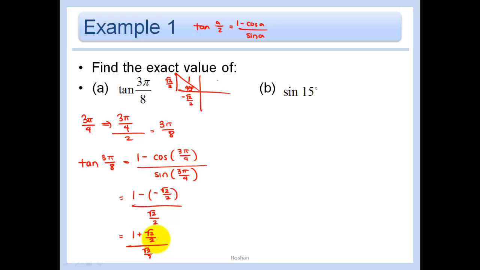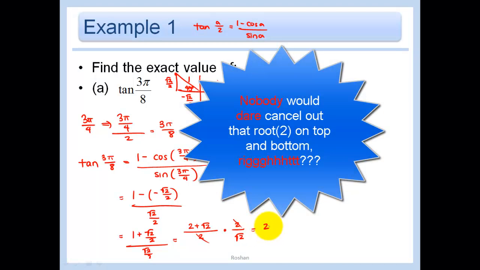Let's go ahead and get a common denominator in the top here. So put that whole thing over 2. So 1 could be written as 2 over 2. 2 plus root 2. Keep it, change it, flip it. And so now these 2's can cancel out, and we get 2 plus root 2 over root 2.